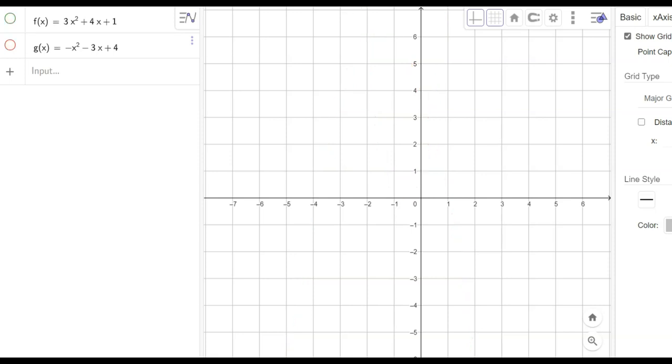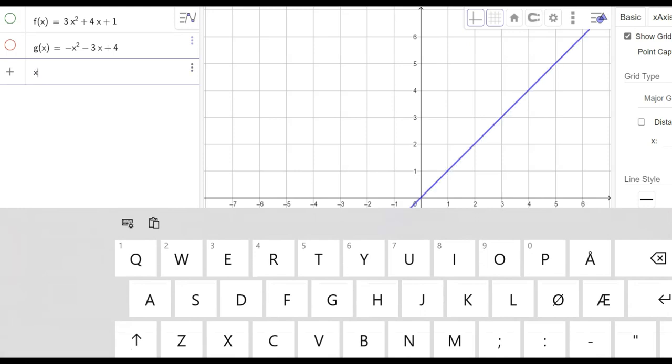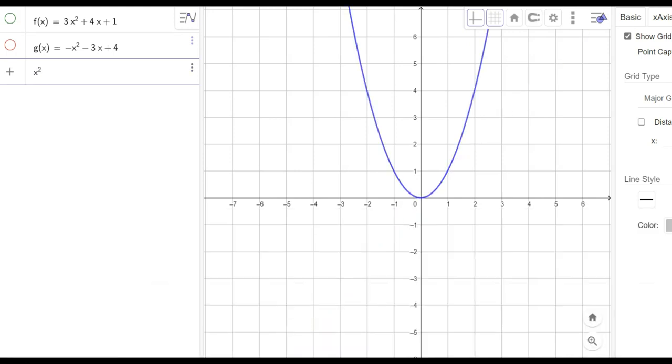So let's see what is the most simple one we can find. It is x squared. That's the most simple example of a quadratic function. And we see it just simply looks like this. So if x is 0, then y is 0, x is 1, y is 1, x is 2, y is 4, since it takes the square of every number.